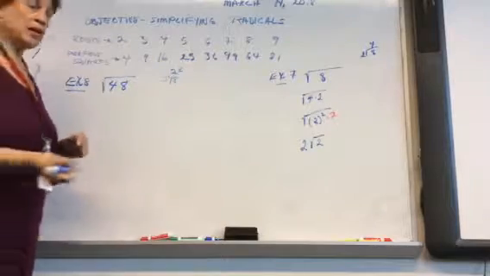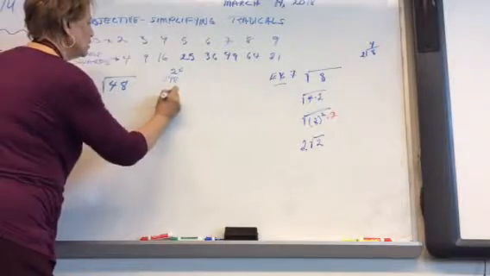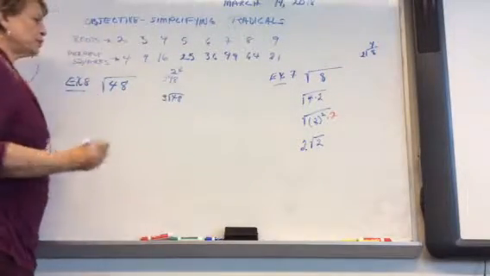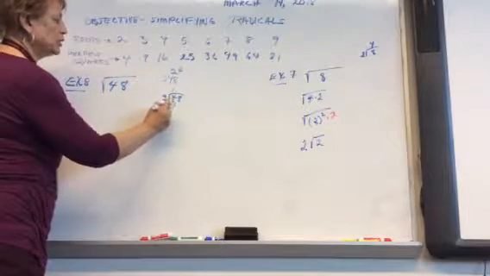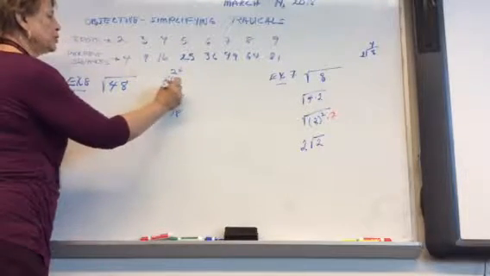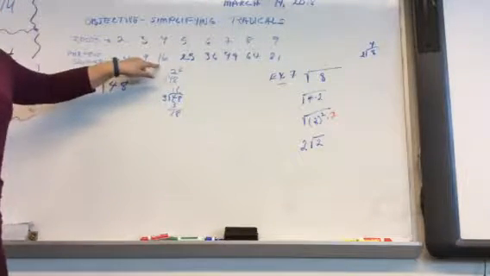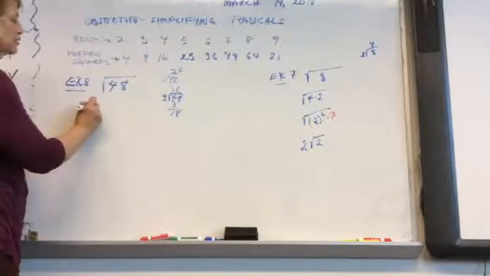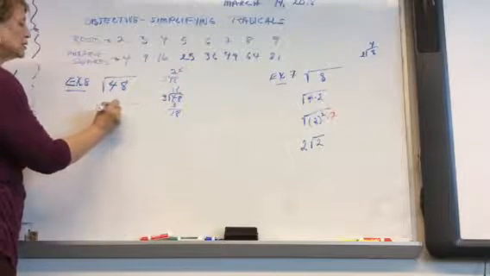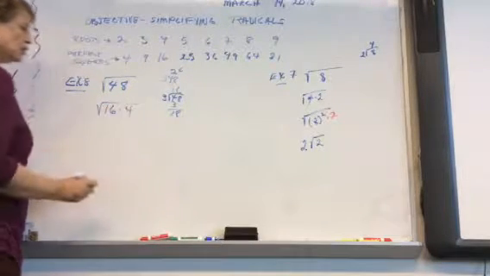So let's try the 3 next. 3 goes into 4 once. That's 3, 18. And 3 goes into 8 6 times. And 16 is a perfect square. So we're going to factor that out. That gives us 16 times 3.